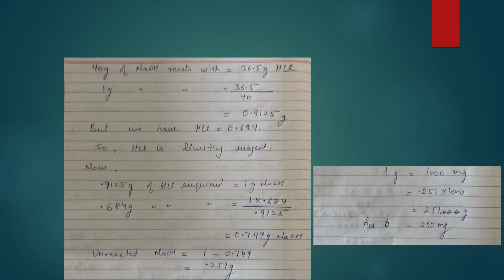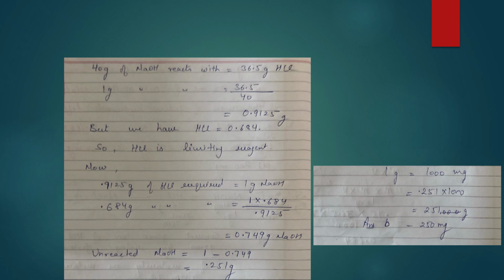Now we have to find the limiting reactant. As we know by the reaction, 40 gram of NaOH reacts with 36.5 gram of HCl. So for 1 gram of NaOH, we need 36.5 upon 40, that is 0.9125 gram of HCl. But we have HCl, as calculated by the molarity formula, only 0.684 gram. And we need 0.9125. So we need more. HCl is the limiting reactant because it gets finished first.